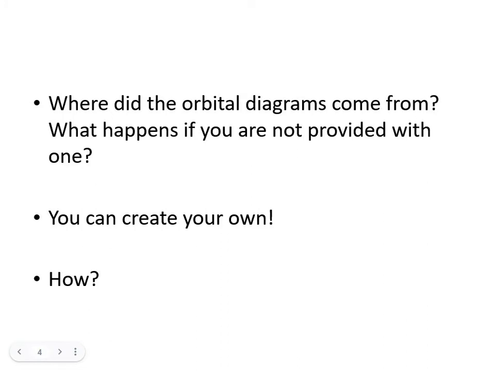Before we dive into this, I'm just going to ask you guys, where do the orbital diagrams come from? The periodic table? Yeah, you've got to get it from the periodic table. So if you aren't provided with one, what do you guys do? Yeah, you just make one. Now, with that being said, what we're going to do today helps you guys do that a little bit more quickly without having to go into all of the details if it's not necessary.